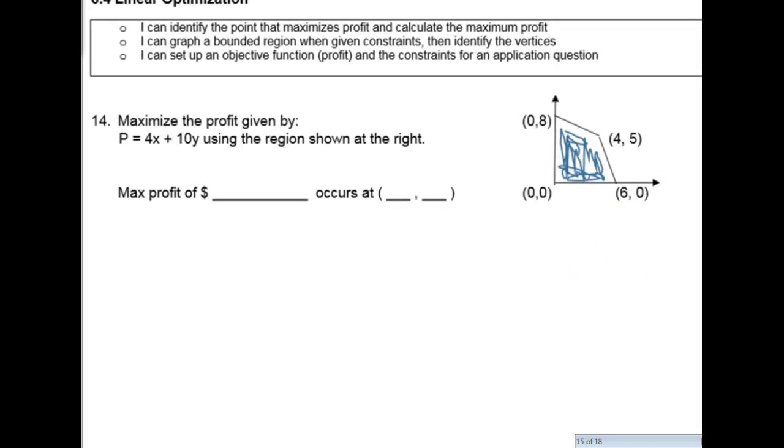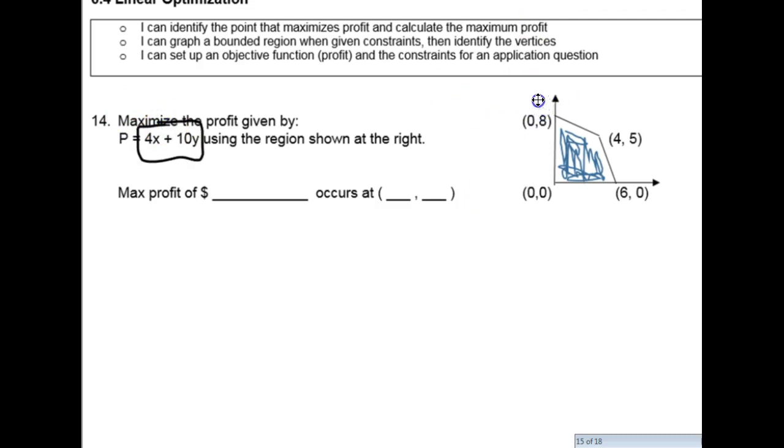Alright, so our final topic on this summative is linear optimization. The first question, we're going to have a bounded region already drawn for you and all the vertices are identified. And then you're given a profit function as well. You need to figure out what is the maximum profit and at what point does it occur. So here's your function for profit, 4x plus 10y.